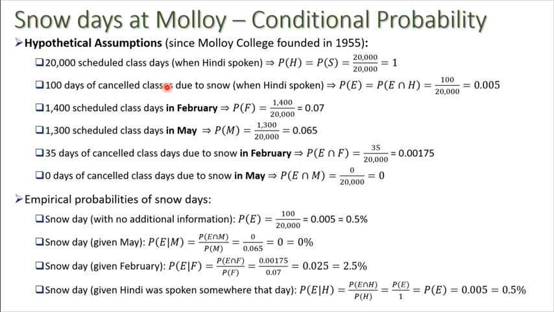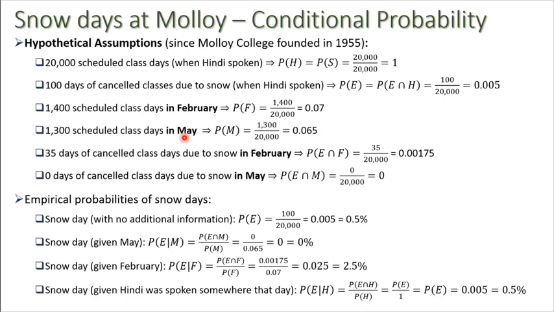Now, if we look at the 100 days of canceled classes due to snow, this is going to be the probability of E, as before. We'll also say it's the probability of E intersect H, because H, again, is just going to be S, and as we said, E intersect the sample space is just going to be E, since E is a subset of the sample space. We could also consider the probability of F, right, which is just going to be the 1,400 over 20,000, right, because there were 1,400 scheduled class days in February, and 20,000 total days.